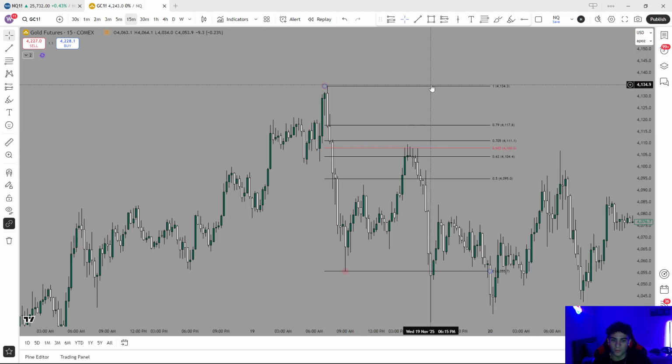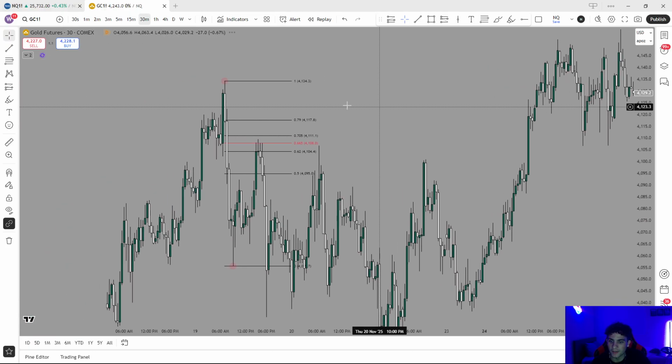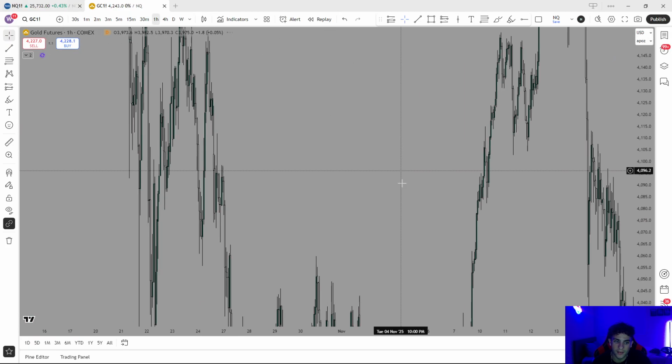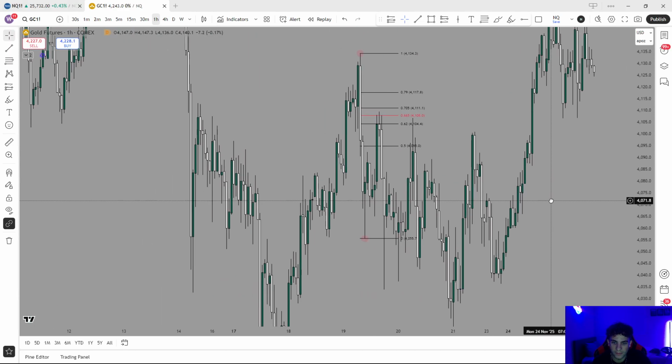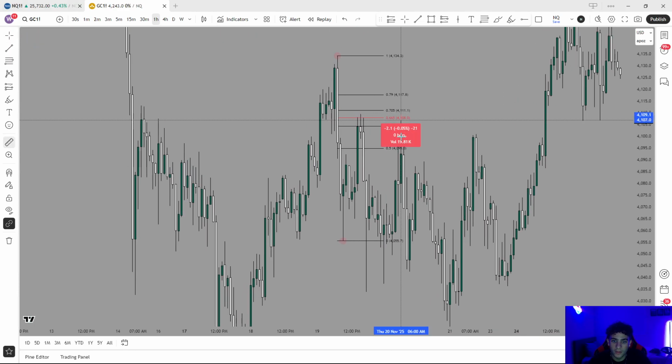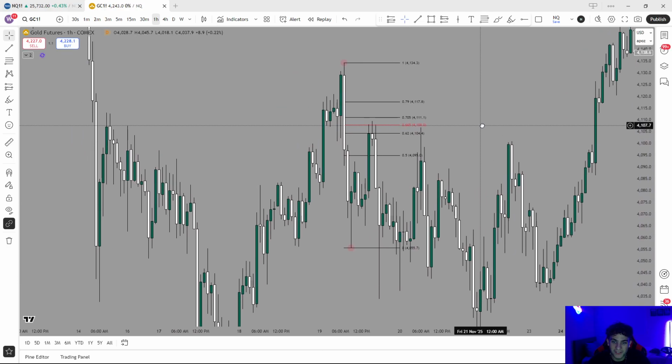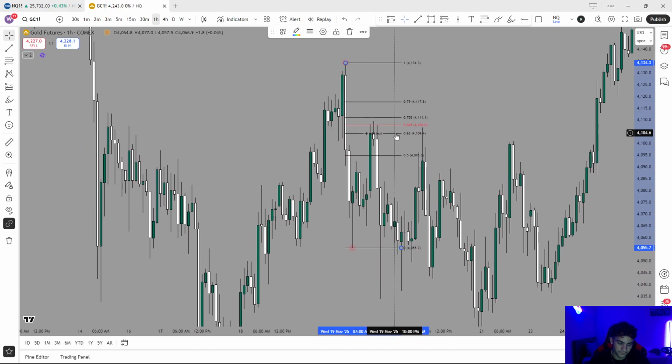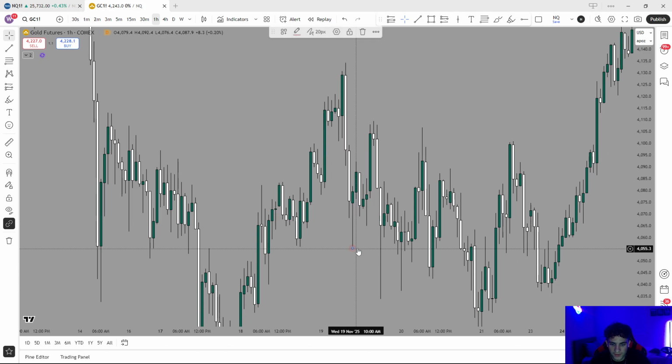So we're respecting PD arrays and following bearish structure. That is how to use OTE. It's literally as simple as that. People make it seem very confusing, but it's not. And you can see on gold it delivered 75 points, which is a lot of points on gold. That's another example of how I use it.